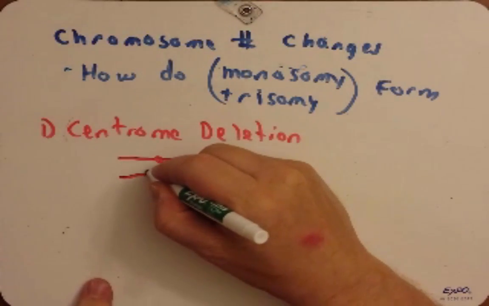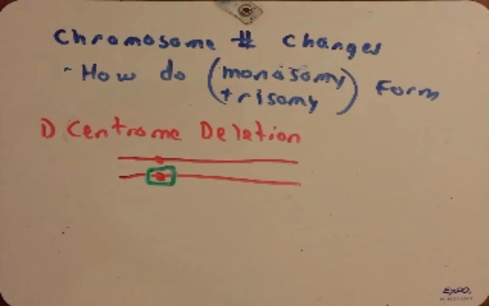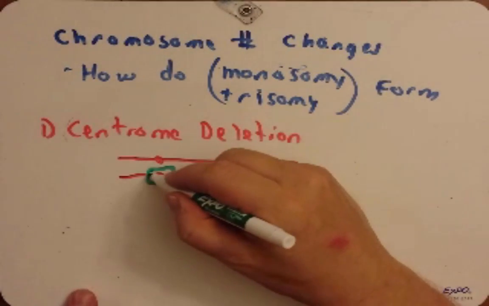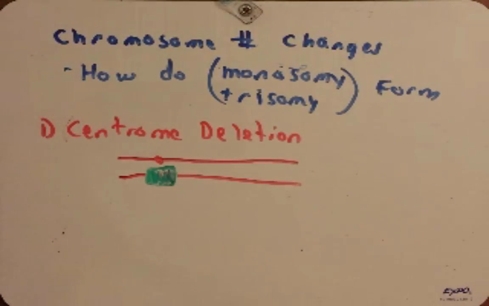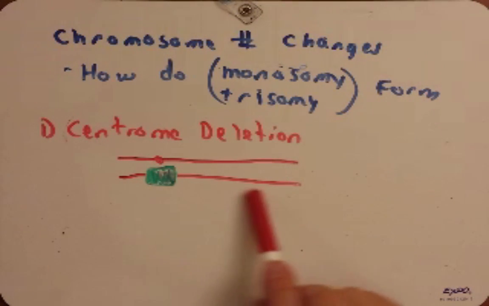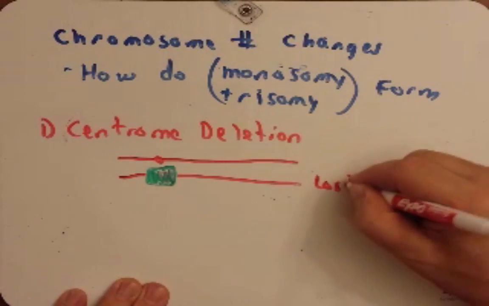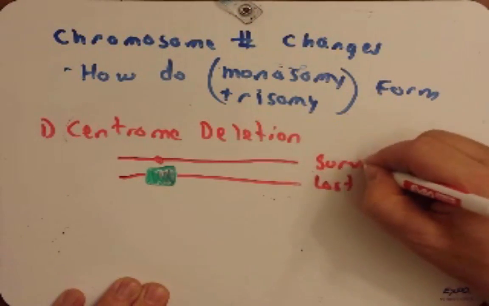the area around this one chromosome. As a result, this chromosome will no longer have a centromere. If it's missing a centromere, you're not going to be able to bind to it during anaphase and mitosis or meiosis. As a result, this chromosome here without the centromere will be lost. So this one is lost, and this one survives.